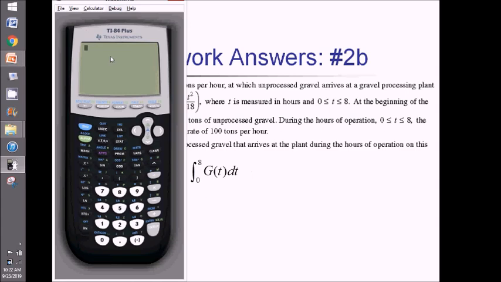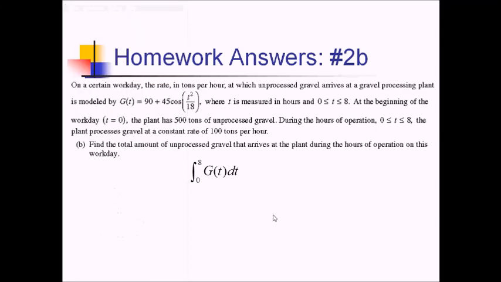So here on my calculator, I already have g of t entered as y1. So I'm just going to do math 9, 0 to 8 for this integral, and then alpha trace y1, dx, and let the calculator do its thing. So that ends up being about 825.551. And this is gravel arriving, so this is tons.